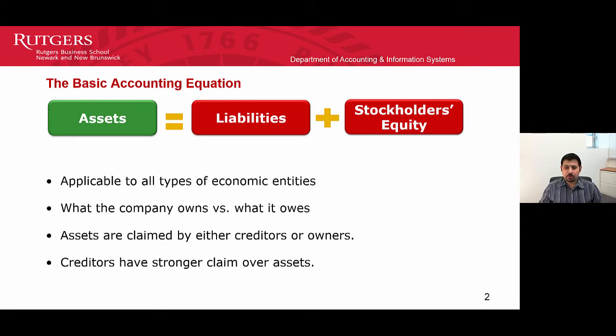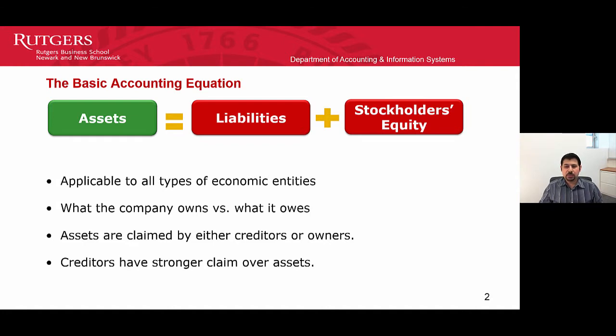So it has three major components. Those are assets, liabilities, and stockholders' equity. So assets, you can think of them as economic resources used by the company in order to run their business. Equities are the claims of the owners against those resources. And creditors and liabilities are the creditors' claims against these assets.